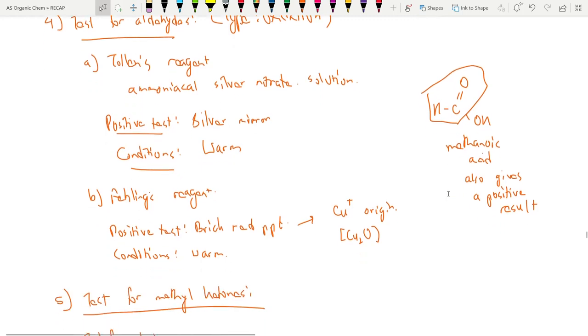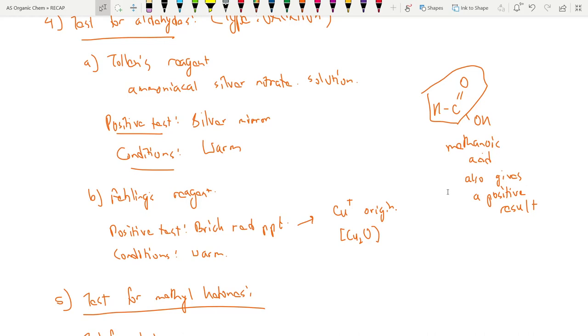And for Fehling's reagent, this is basically Benedict's solution. The copper 2+ ion turns into Cu+, and we get a brick red color of Cu2O, as seen in biology if a reducing sugar is present. We also need to warm the container here. So both of these are tests for aldehydes, not ketones.